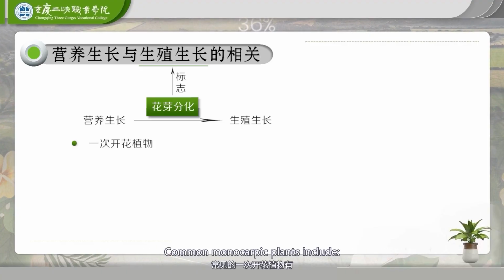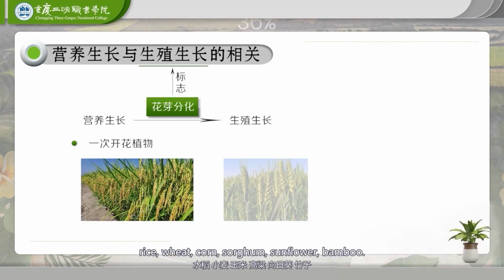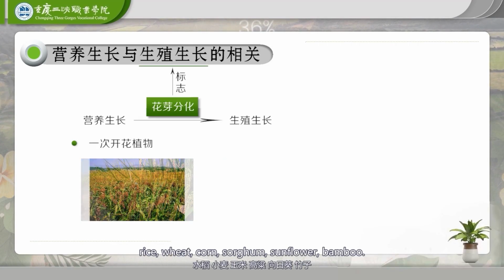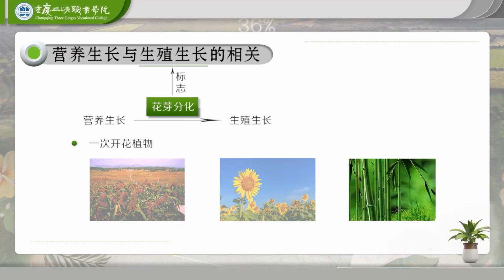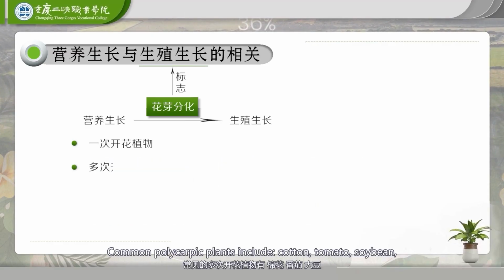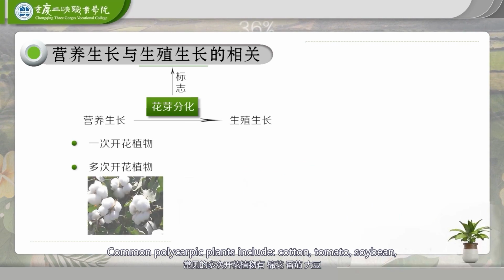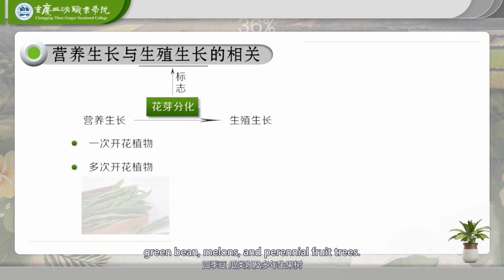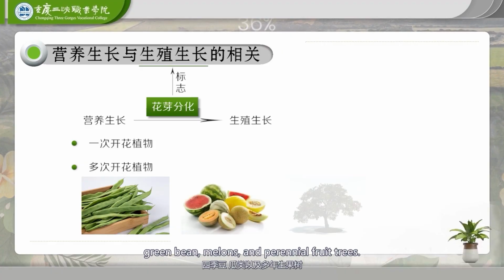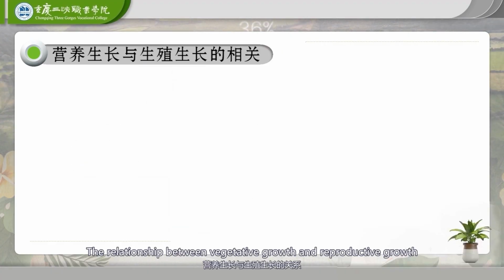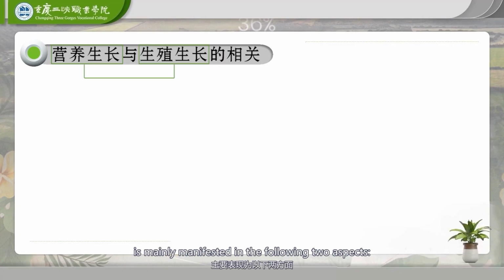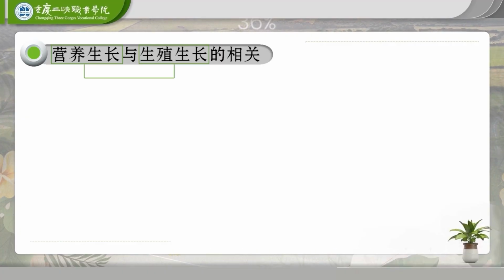Common monocarpic plants include rice, wheat, corn, sorghum, sunflower, bamboo. Common polycarpic plants include cotton, tomato, soybean, green bean, melons, and perennial fruit trees. The relationship between vegetative growth and reproductive growth is mainly manifested in the following two aspects.